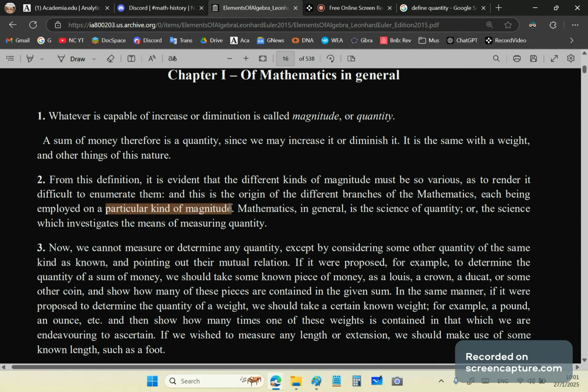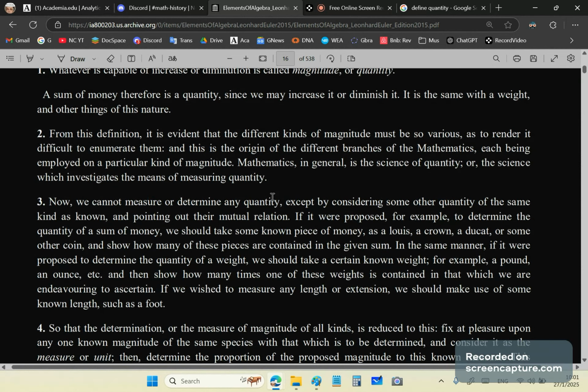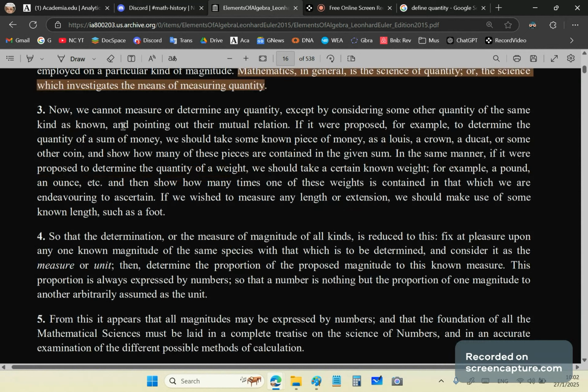Well, and as we know now, it doesn't just have to be one magnitude, but in the beginning, it's important that the magnitudes are homogeneous. So Euler says mathematics in general is a science of quantity. I say mathematics is the abstract science of measure and number. But I suppose that's pretty close. Now, we cannot measure or determine any quantity except by considering some other quantity of the same kind as known.